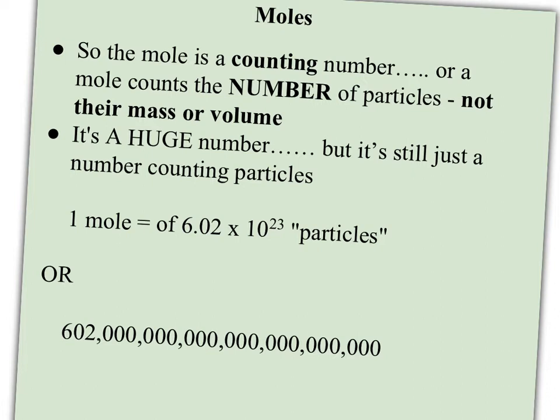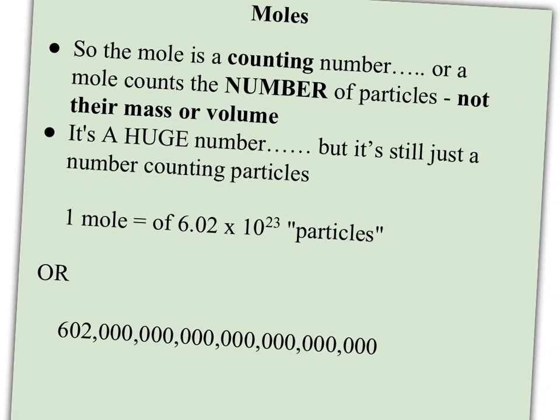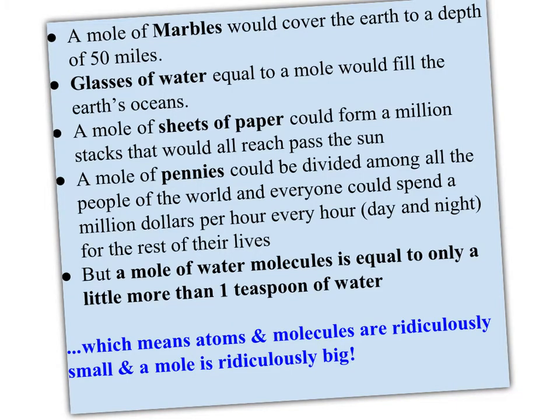So remember, a mole is 6.02 times 10 to the 23rd particles. I've written it as an equality here because that means we can set up 2 conversion factors, 1 mole per 6.02 times 10 to the 23rd particles, or 6.02 times 10 to the 23rd particles per mole. And if you want to see how big that looks written out, I've also typed it out there with all the zeros.